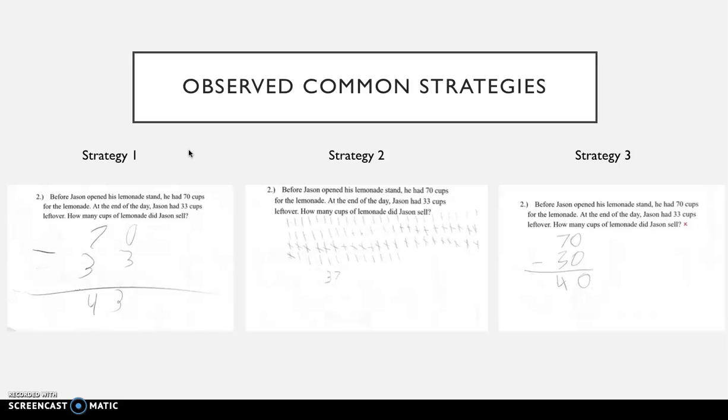Another strategy I observed was the use of pictures to perceptually count out a problem. These students drew out 70 tallies or circles and then crossed out 33 to find their answer. For some students, this strategy was successful, while for others they may have miscounted by a few.